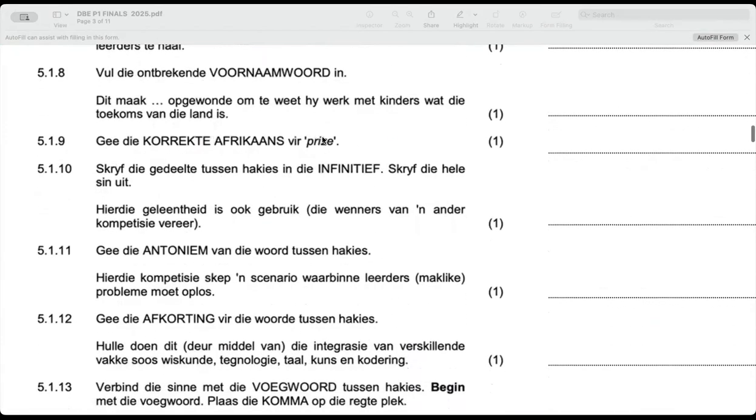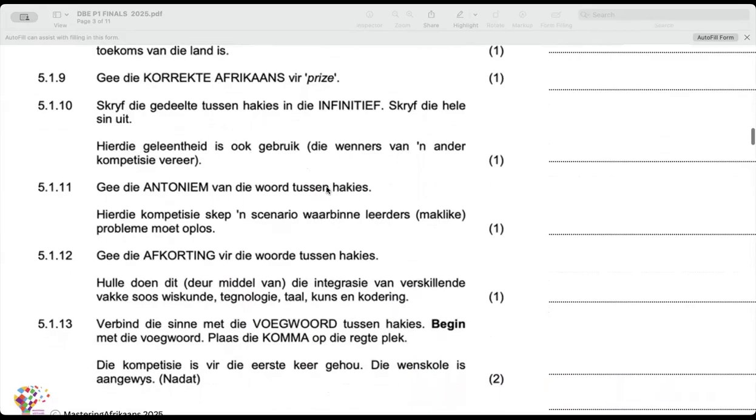Gee die correct Afrikaans for prize. Often when they ask, give the Afrikaans word, you can sometimes find the word in the exam paper if you don't know what it is. So you could have a look through this exam and see if maybe the word is mentioned in one of the comprehensions, in the cartoon or the advertisement or in the main comprehension. You can have a look for it if you really can't remember what the word is. Okay, so prize is a prys.